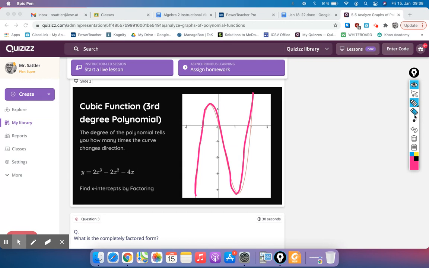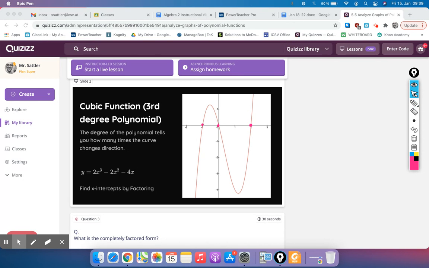Another way to think of it is if you find these humps, it's always going to be the number of humps plus 1. So there's 2 humps plus 1 would be degree 3. And then we can see the x-intercepts here at -1, 0, and 2. And so here's the equation for this function. And in order to find the x-intercepts, we're going to have to factor this.